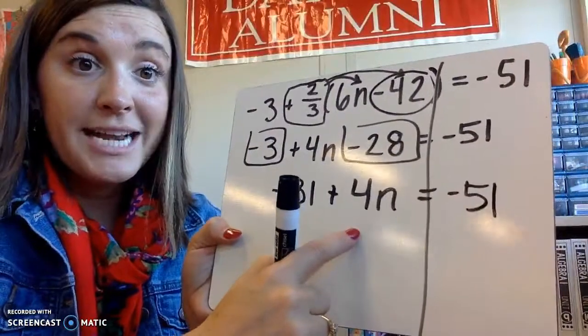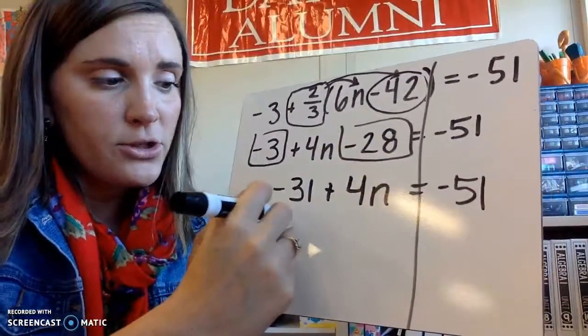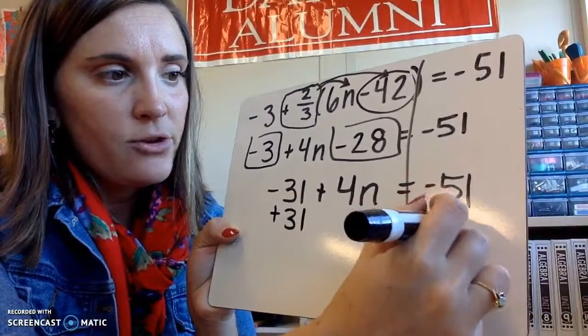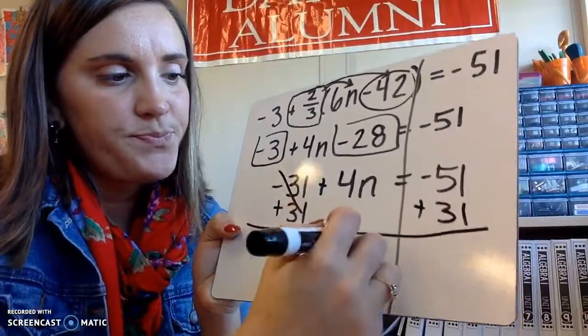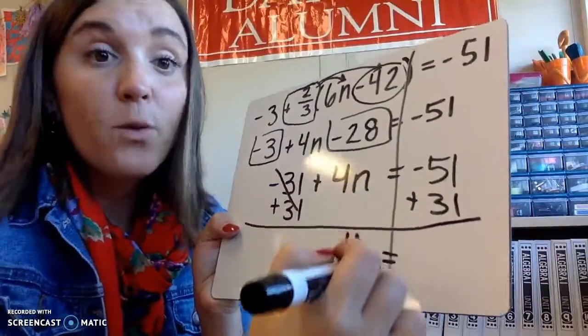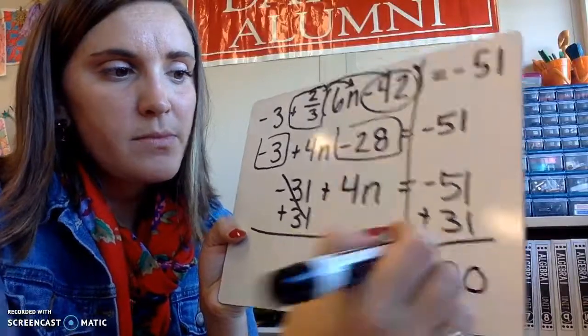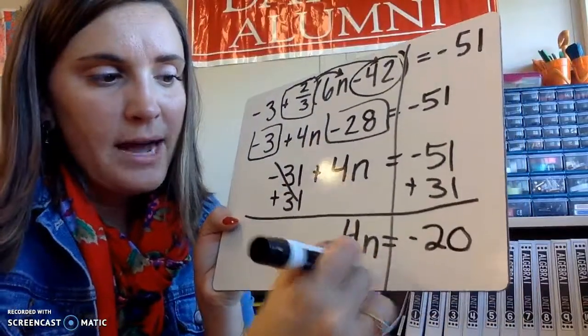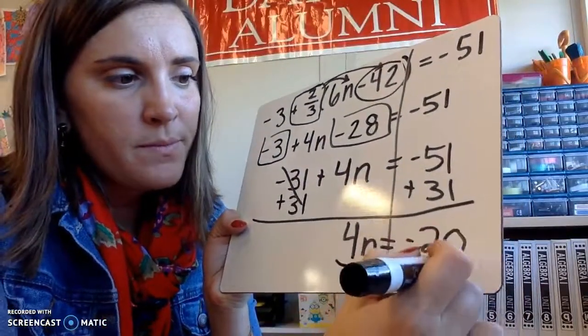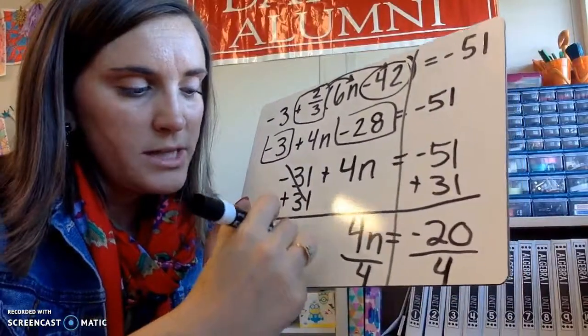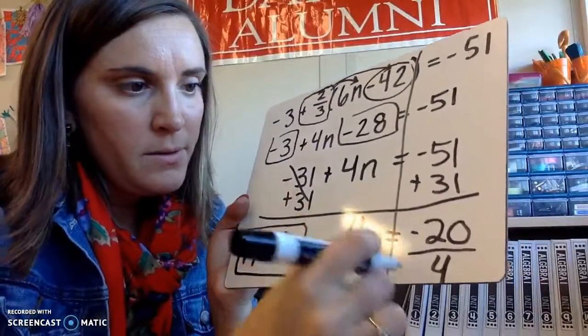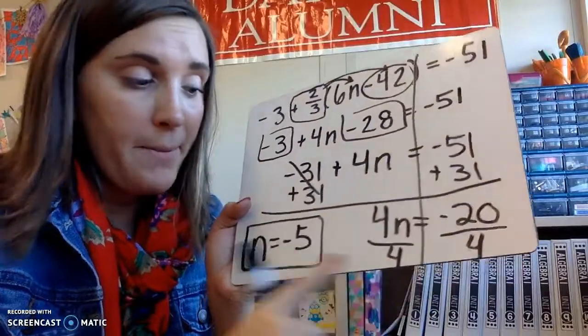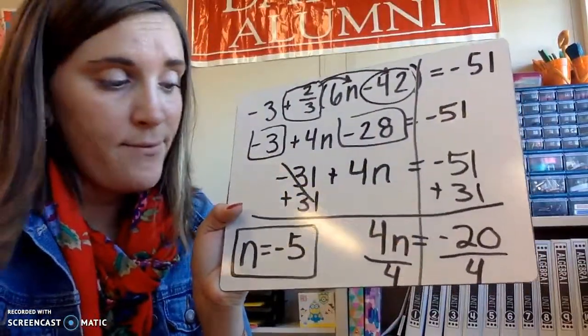You're in. Your date is 4n. Negative 31 is your third wheel. So add 31 on each side. 4n equals negative 20. Divide both sides by 4. n equals negative 5. So negative divided by a positive is still a negative, and you get 5.